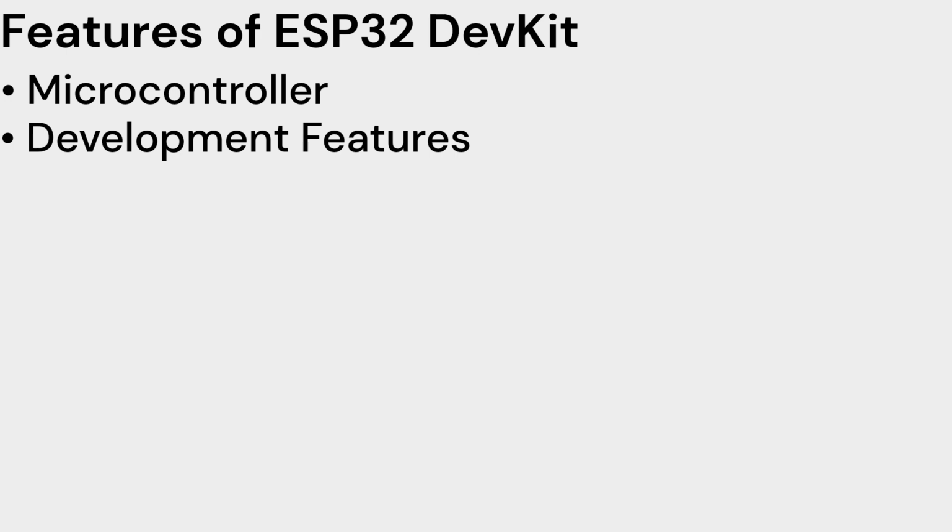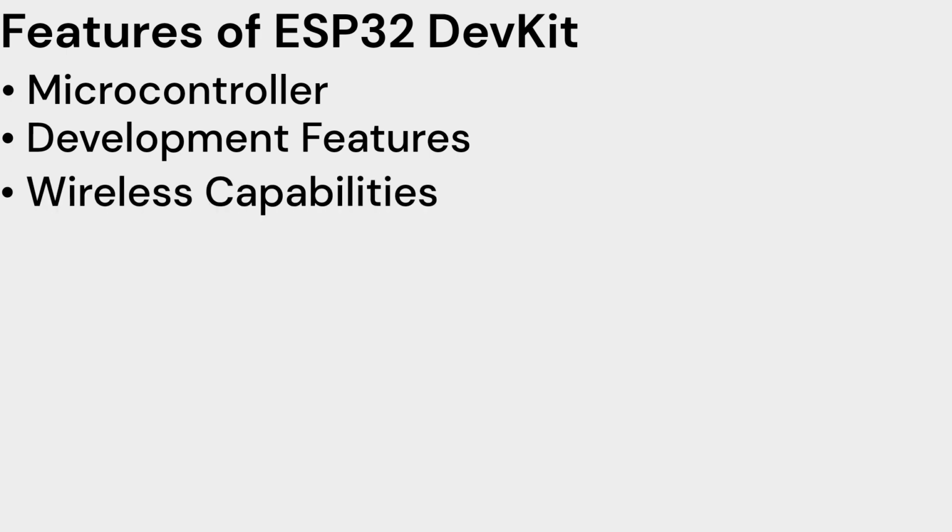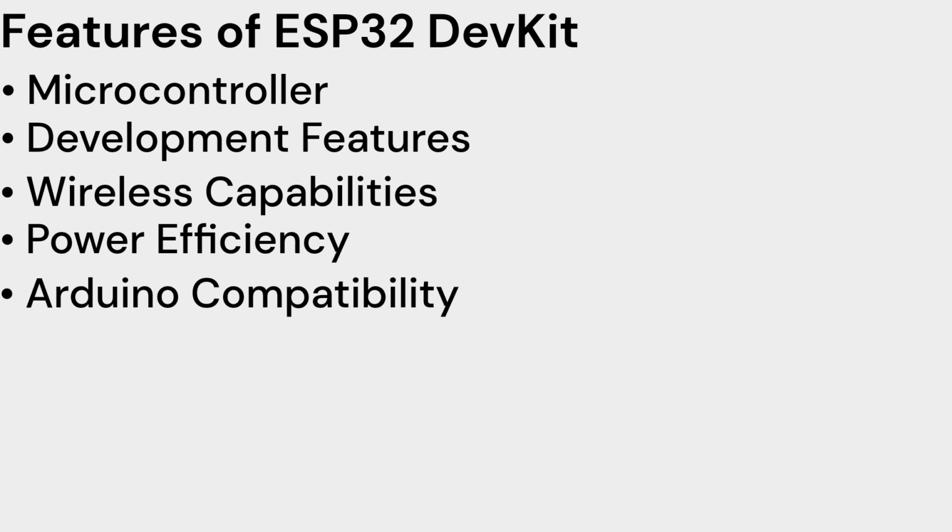external sensors and peripherals. Wireless capabilities: the ESP32 supports both Wi-Fi and Bluetooth, classic and low energy, making it suitable for various wireless applications. Power efficiency: the ESP32 is known for its low power consumption, making it ideal for battery-powered and energy-efficient IoT devices.